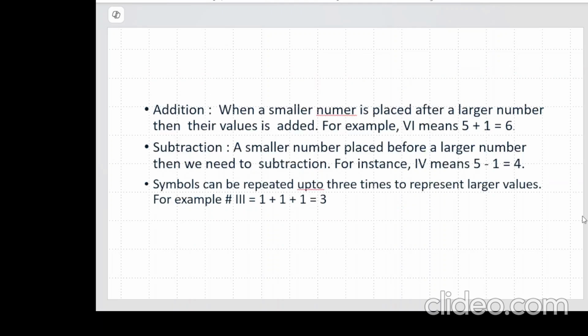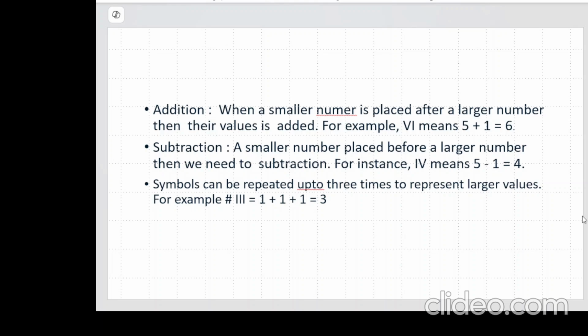Now let us understand how these numbers are being calculated, how we are able to get X, V, how we will be writing X I V. So for doing the addition, when a smaller number is placed after the larger number, then their value is added. For example, V and I means 5 plus 1 is equal to 6.